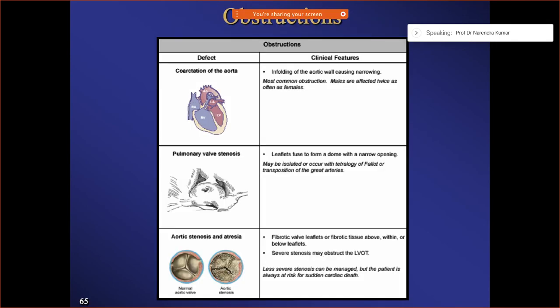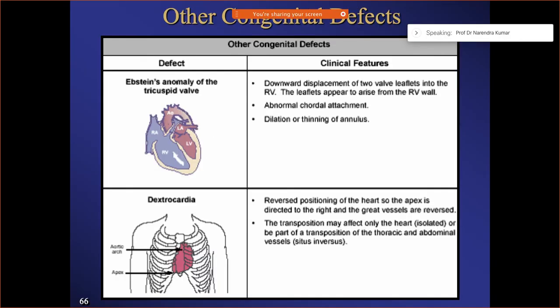Similarly, for the obstructions, it can be through the coarctation of aorta, pulmonary vein stenosis, and also aortic stenosis or atresia. Other than that, there are some other congenital abnormalities as well, like Ebstein's anomaly or dextrocardia. So I would really like you all to spend some more time trying to have a look and trying to understand, to have a better understanding of what is happening around.